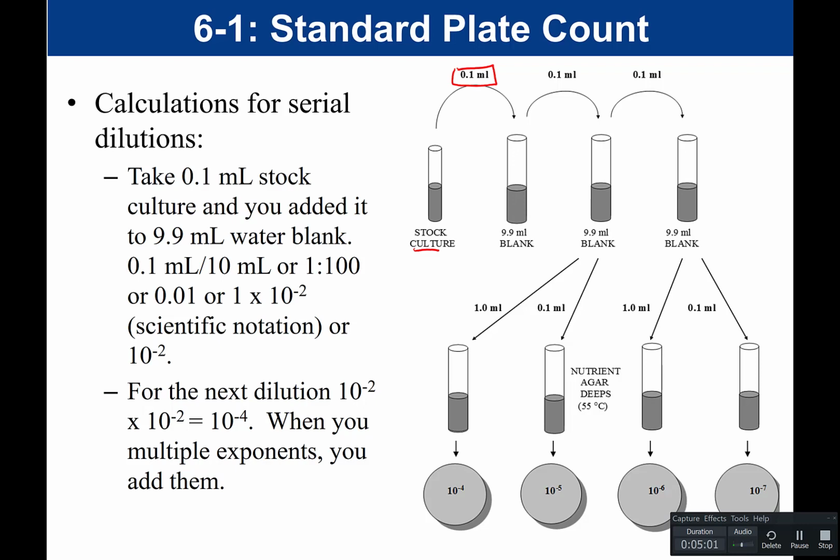So when we calculate our dilution in that first tube, we need to take 0.1 milliliters divided by the total volume. The total volume is the 9.9 plus 0.1, so that's 10 milliliters.